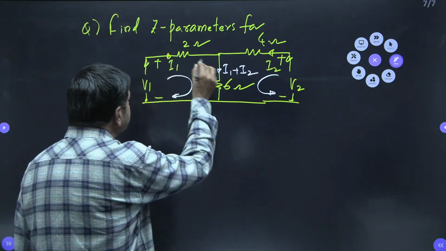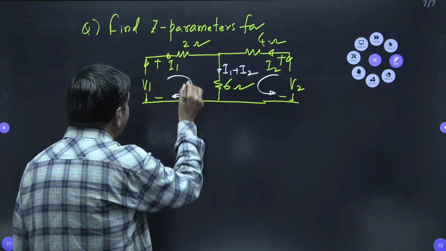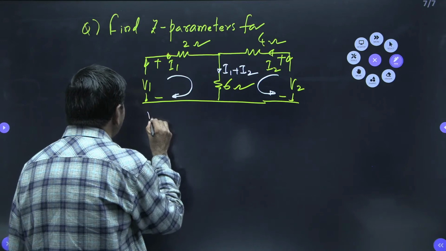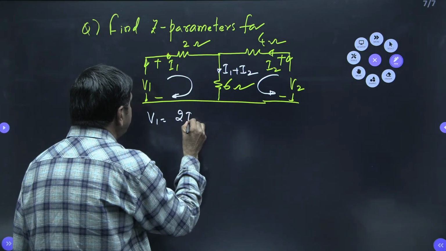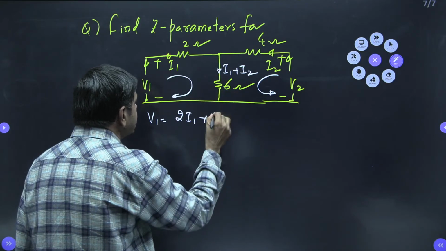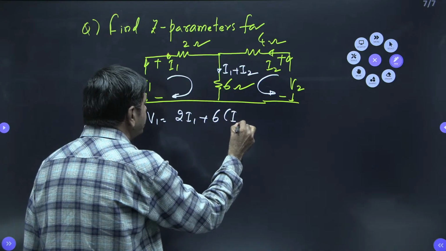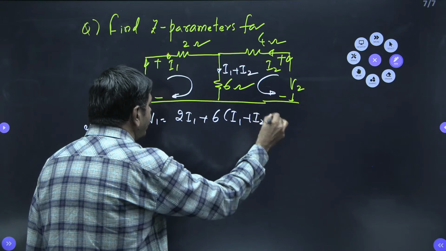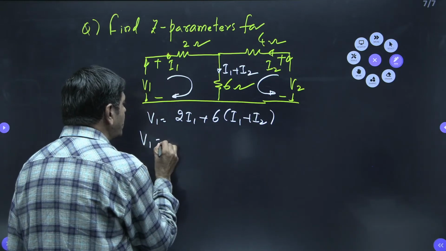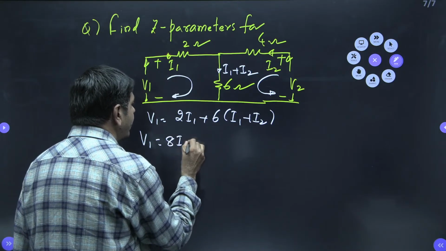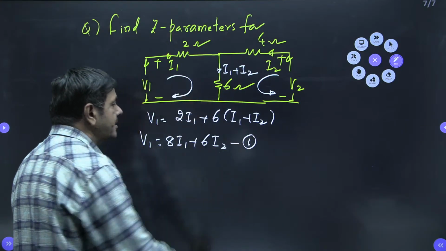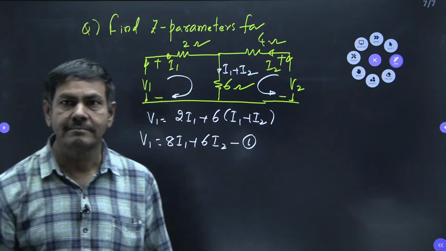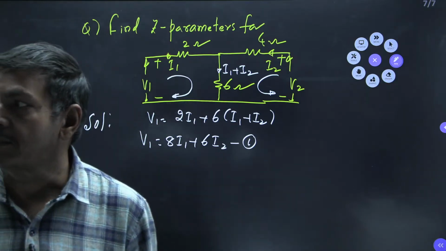Finally, what equation can we form by this? V1 equal to, I can write, the drop across this is nothing but 2I1 here. The drop across this 6 into I1 plus I2. And finally, I can get V1 equal to 8I1 plus 6I2 here now. This I want to take as equation number 1. That is equation number 1.